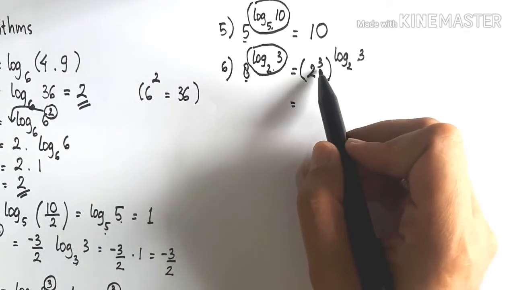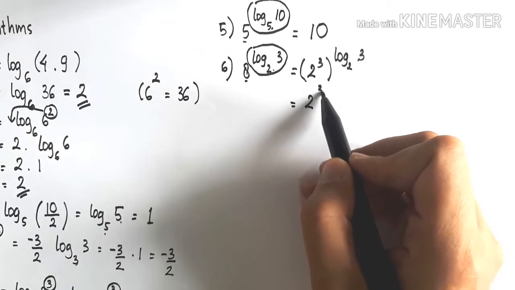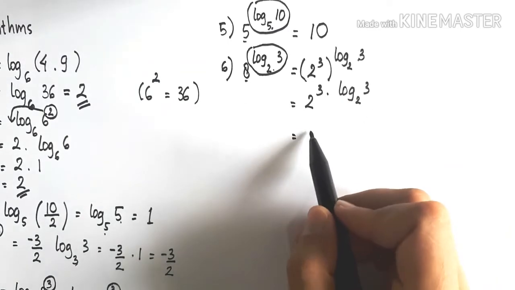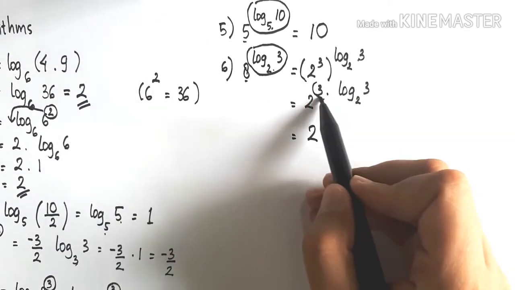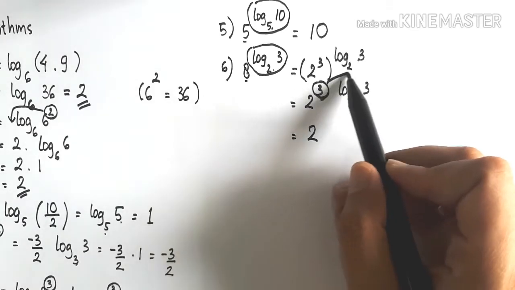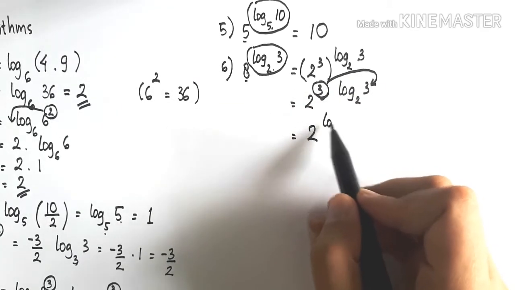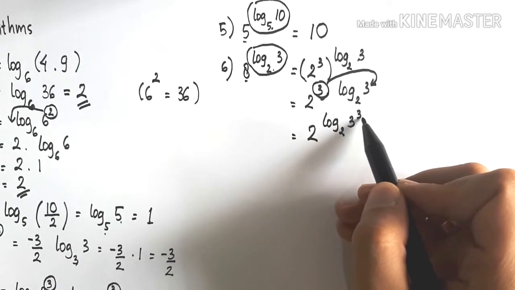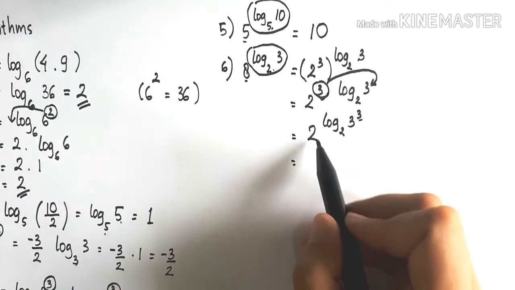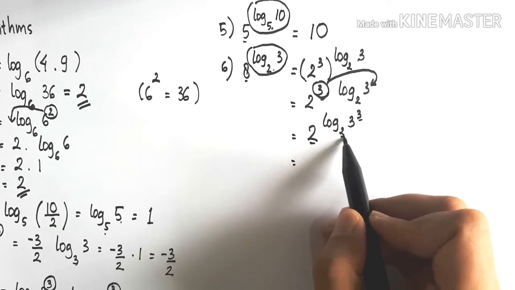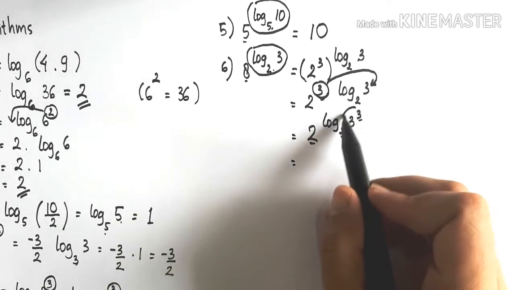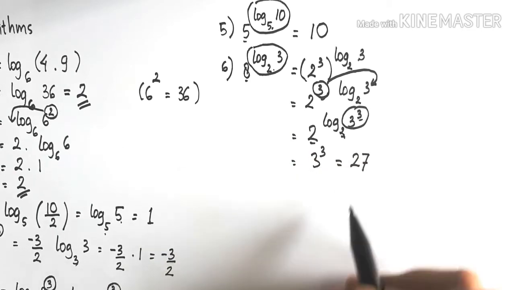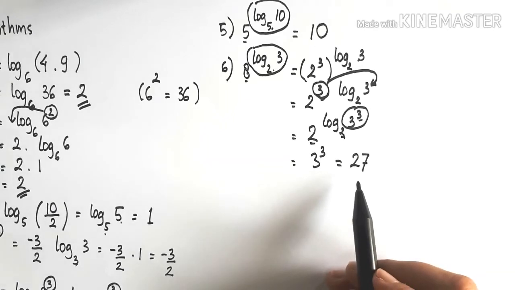Then, we have a double exponent here. We can multiply the exponents. 3 times log base 2 of 3. And then, the 3 in front of the logarithm, we can move here. It becomes the exponent log base 2 of 3 cubed, right here. Now the base is the same, 2 and 2. The answer is only 3 cubed. 3 cubed equals 27. It is the answer, student.